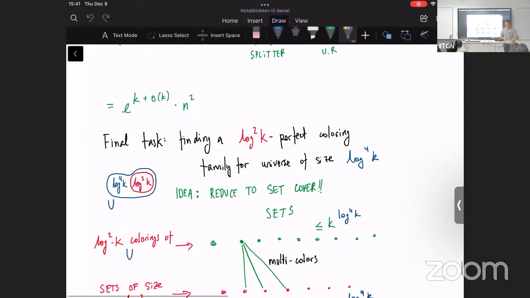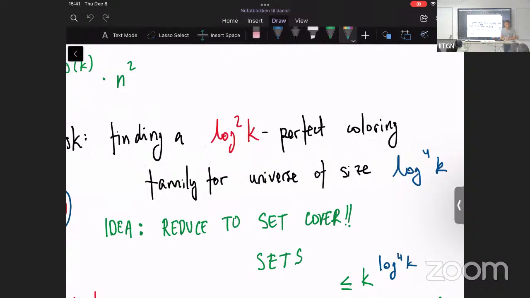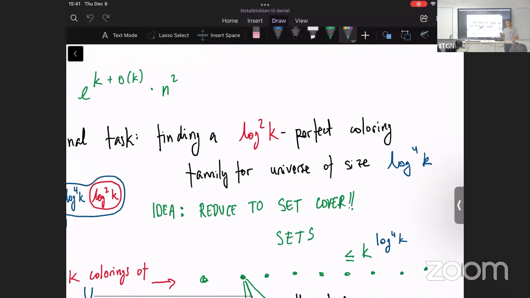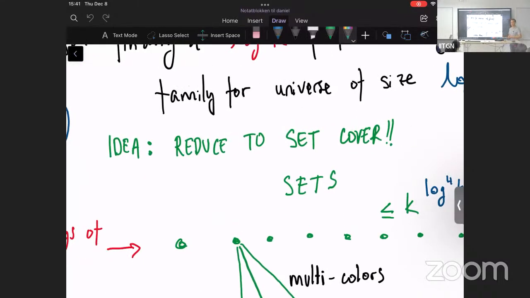Okay. We have one more thing left to do, namely finding a log square k perfect coloring family for a universe of size log to the 4th k, and we want to do it mildly efficiently. We don't want to use more than e to the k time doing it. It comes from the base case powered together t times. And here's the idea, which is why I told you the set cover approximation algorithm. We're going to reduce the task of finding a k coloring family to the set cover problem.